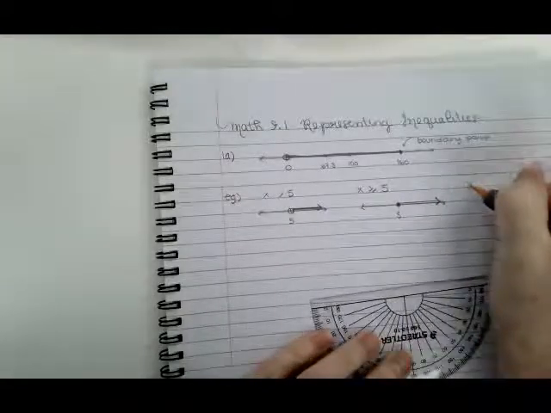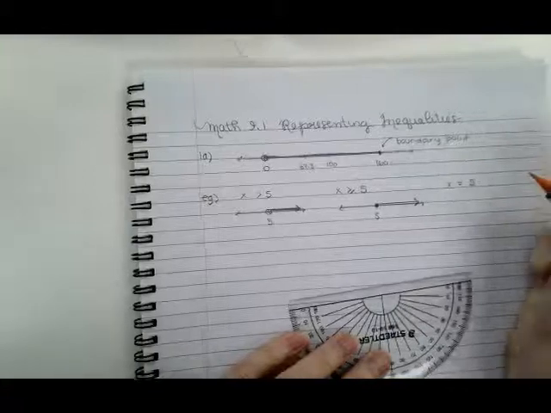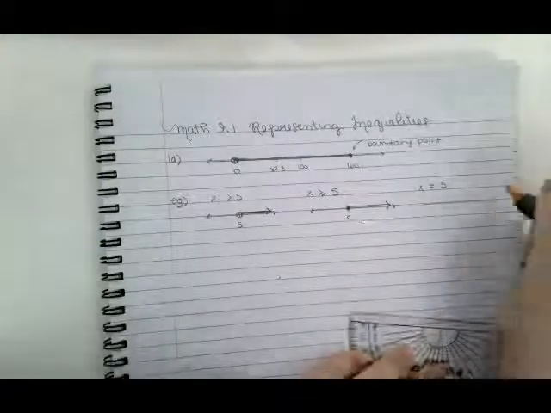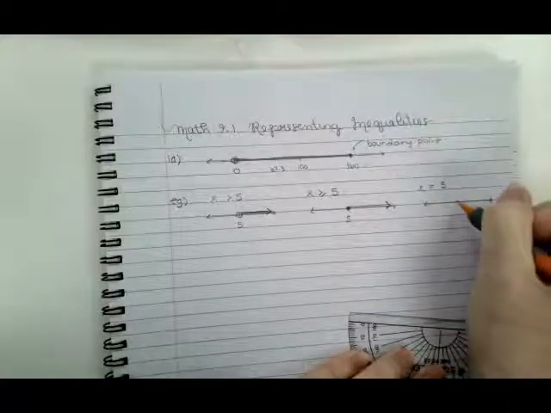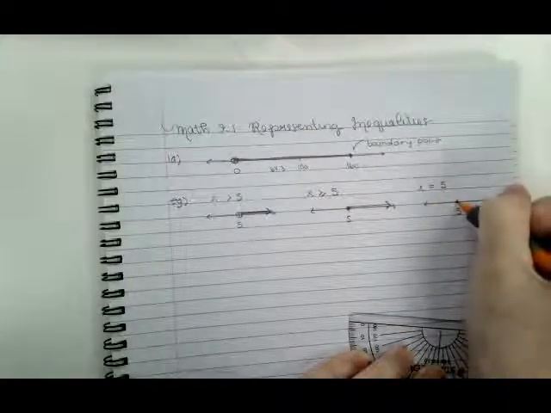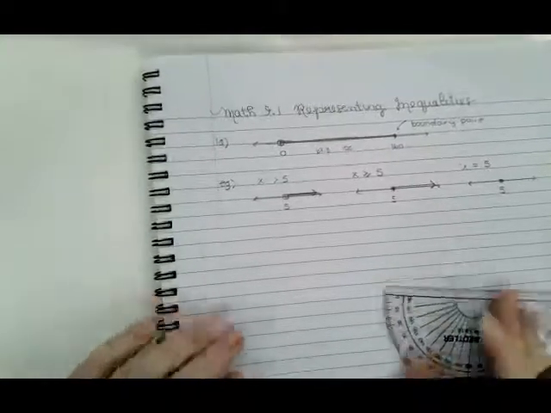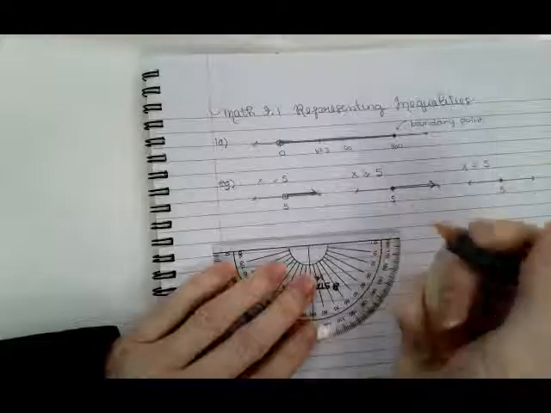x equals 5 will look like just a dot on the 5. And I'm going to be lazy and only mark points that I need. So I don't need to mark -1, 2, 3, etc.